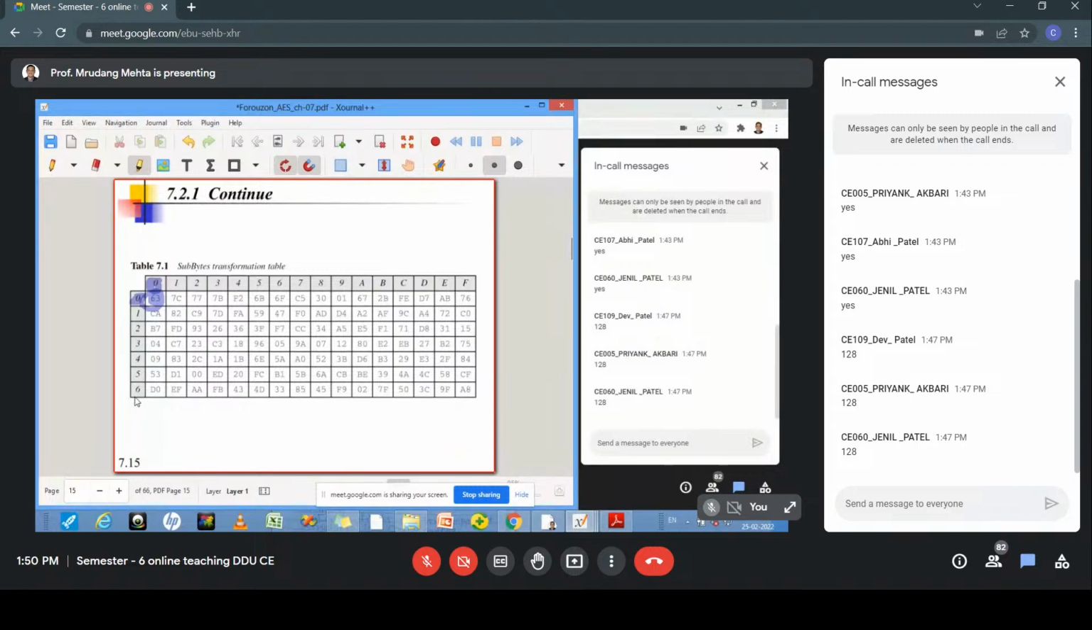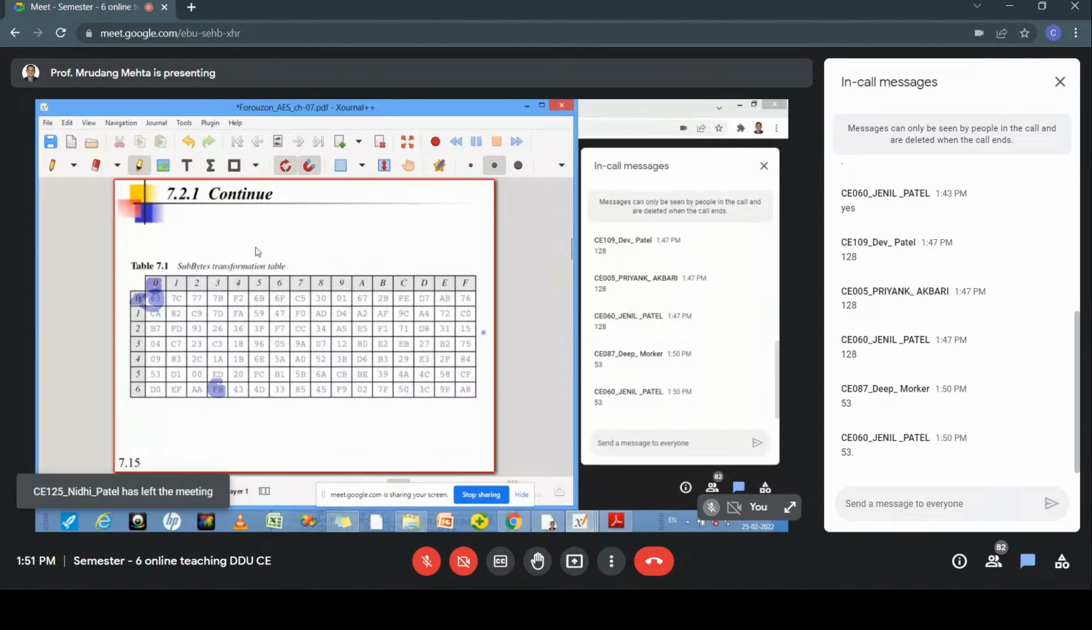Similarly, if we take the table value 63, it is substituted by FB. What will be the corresponding substitution value for 50? Look at the table and write. Yes, 53. Yes, you have understood. Very good.